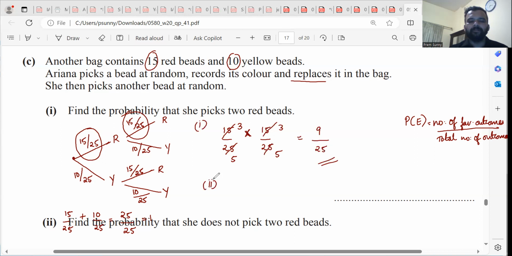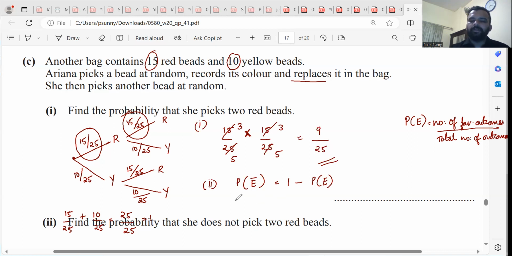The second part here: find the probability that she does not pick 2 red beads. So we have studied one more formula, the probability of an event not to happen. The probability of E bar is equal to 1 minus the probability of that particular event to happen. E bar represents the event that is not happening. This formula also we have studied.